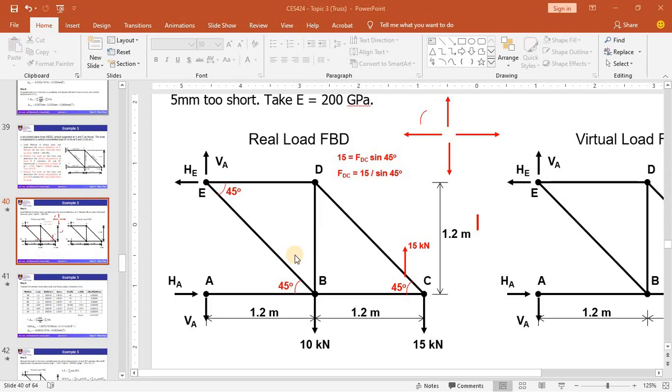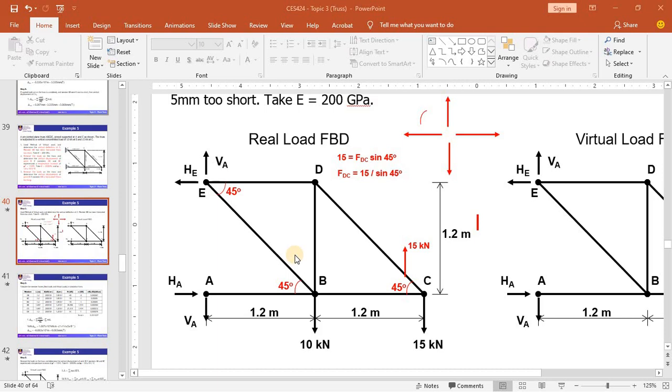Hello everyone. In this session I'm going to demonstrate how we can use the easy method to calculate the internal forces in the truss structures. I have mentioned in the last class that the easy method can be used to accelerate the process of calculation for the internal forces in the truss structure.